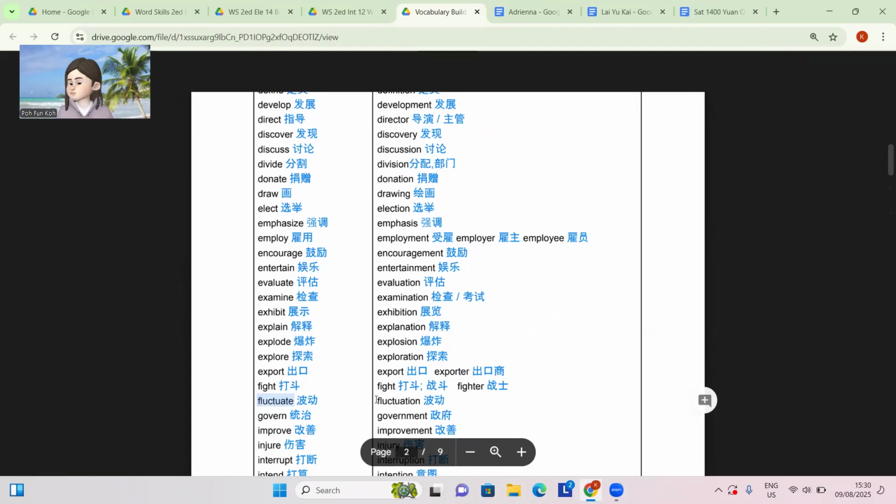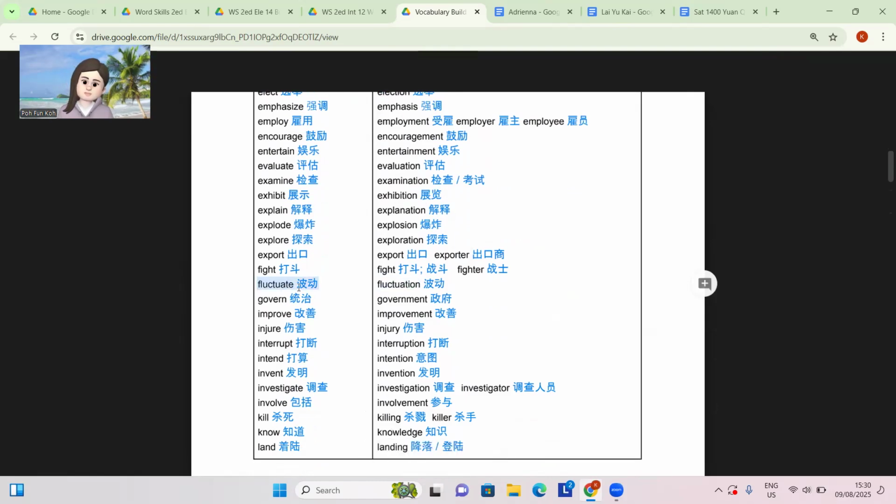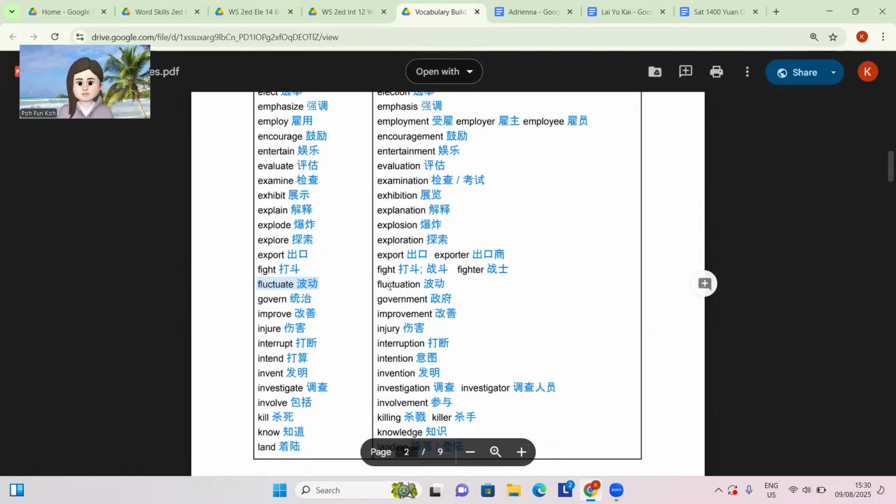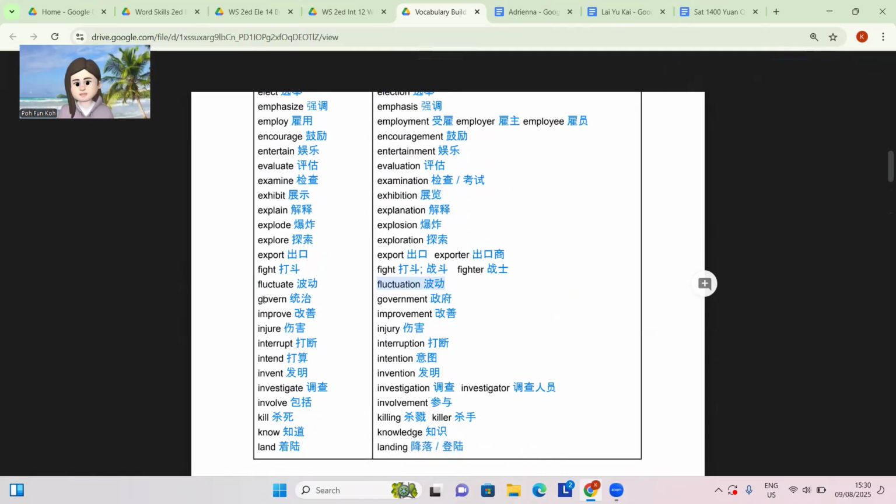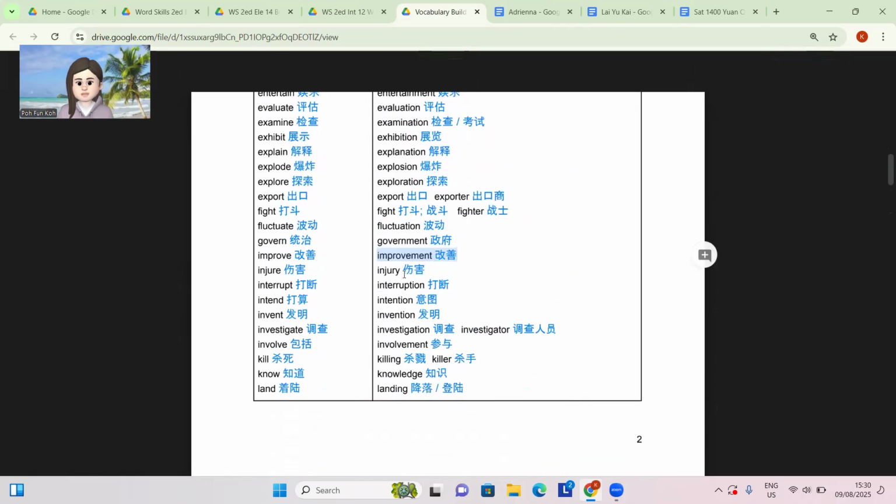Fluctuate, fluctuation. Fluctuate here means, like, the price fluctuates, meaning the price goes up, down, up and down. Fluctuation is a noun. There's a fluctuation in the price of petrol in some countries. Improve, improvement. Injure, injury. Interrupt, interruption. Intend, intention. Invent, invention. Investigate, investigation.